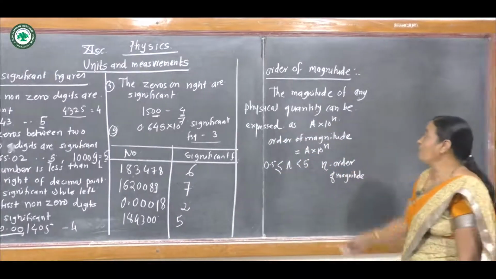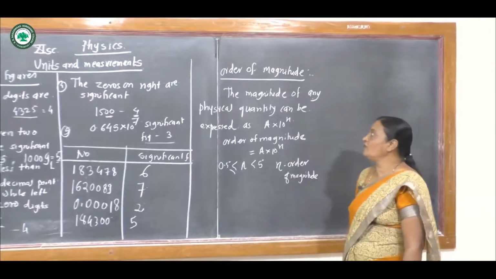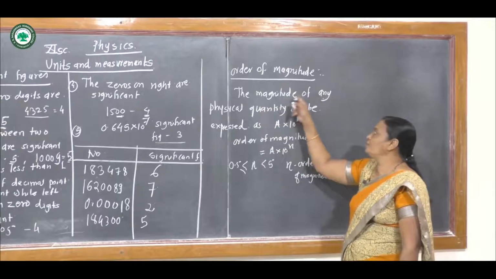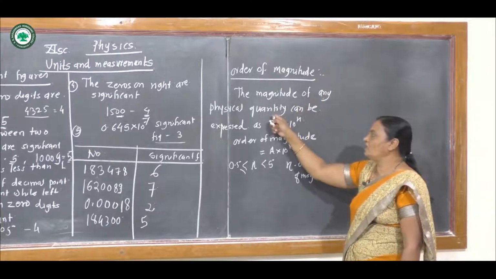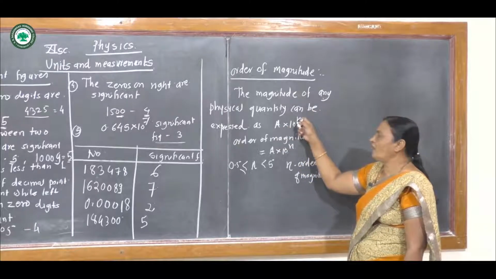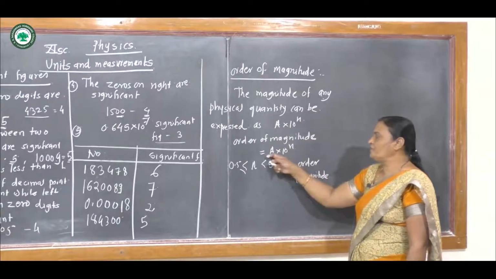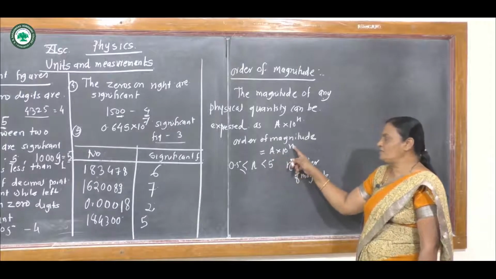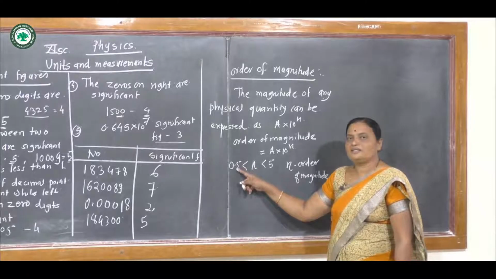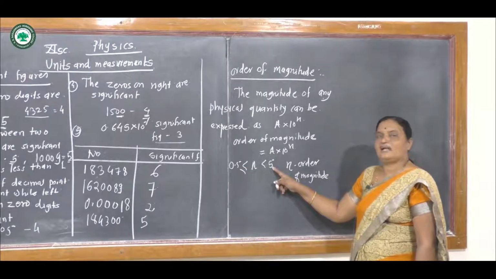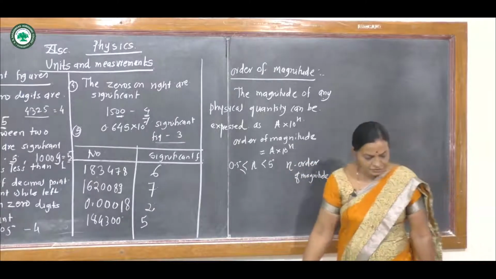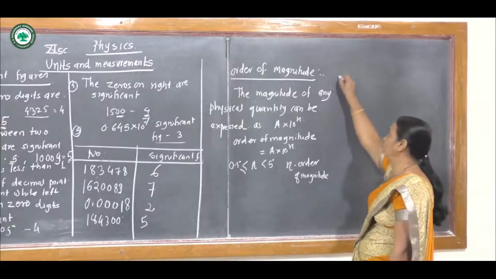Now we see the next topic, that is order of magnitude. The magnitude of any physical quantity can be expressed as a into 10 raised to n. Then order of magnitude is equal to a into 10 raised to n. This a is greater than 0.5 and less than 5. Then this n is called the order of magnitude. Consider the example.